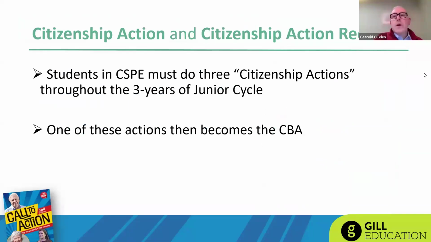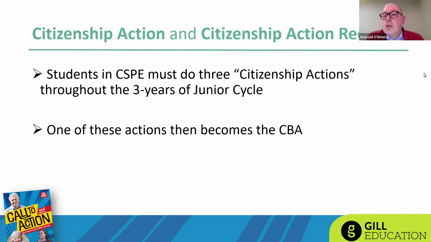It is often quite confusing to explain the difference between a citizenship action and a citizenship action record. In the guidelines and specification for CSP, you're told the students must do 3 citizenship actions throughout the 3 years of junior cycle. That often is confusing because people think, do they need to do 3 CBAs? They don't. What they need to do is 3 actions, and generally in first, second, and third year they do an action each. They don't all need to be very big actions. Some could be quite small. It could be designing a poster on a particular topic, for instance. That would be your citizenship action.